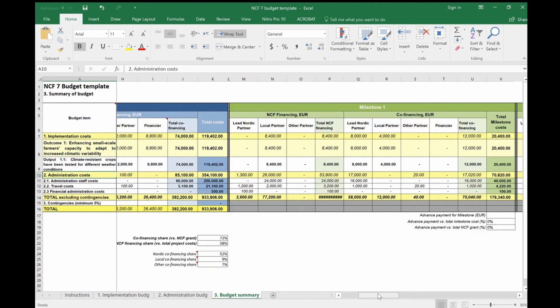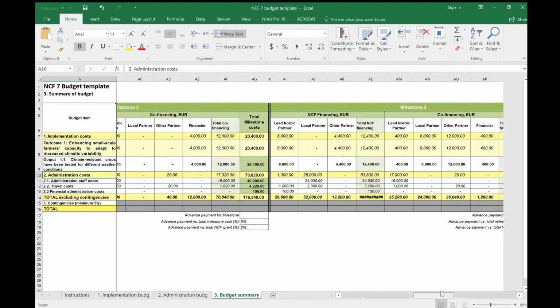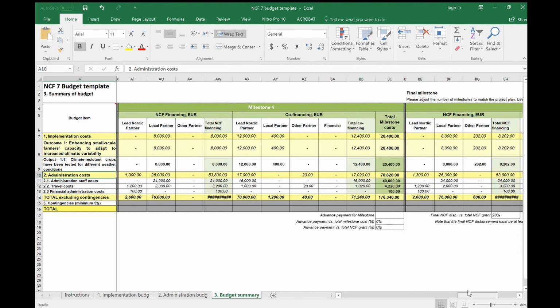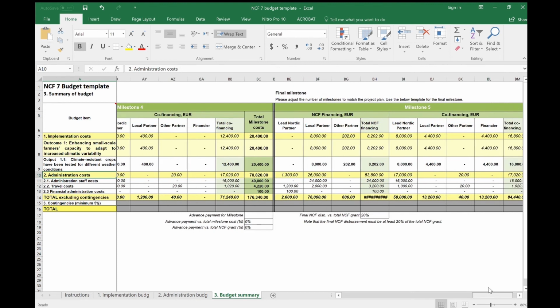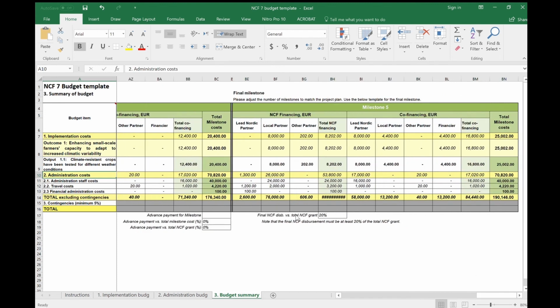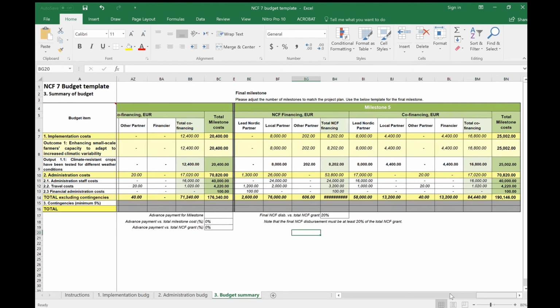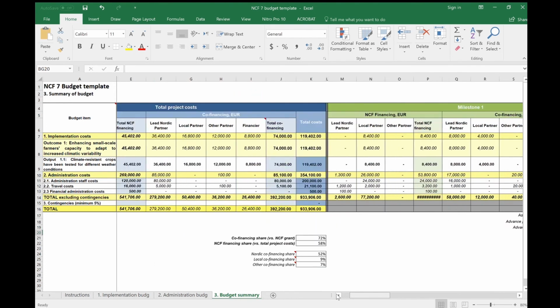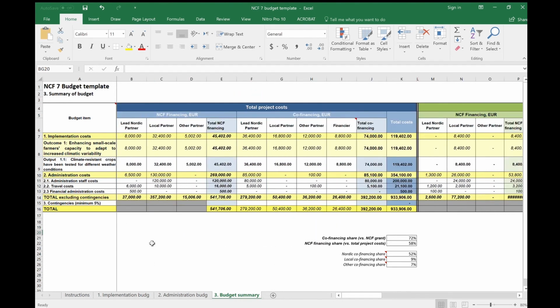Then you should adjust the number of milestone tables to match the number of milestones in your project. For the budget summary sheet, it is important to note that the final milestone table has a different formatting than the other milestone tables. Therefore, make sure that you use the one indicated in the table for your last milestone.